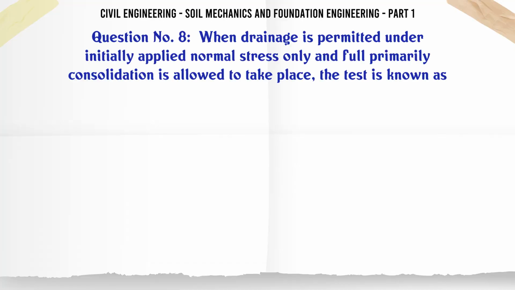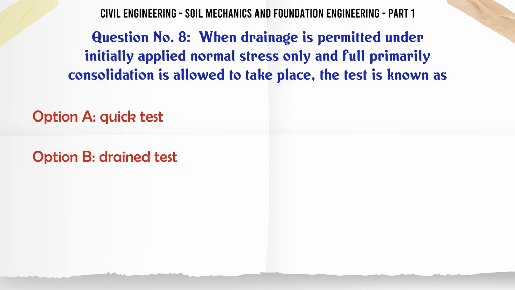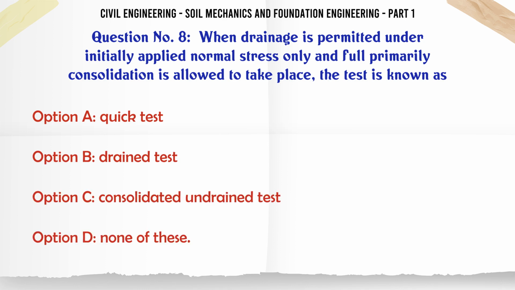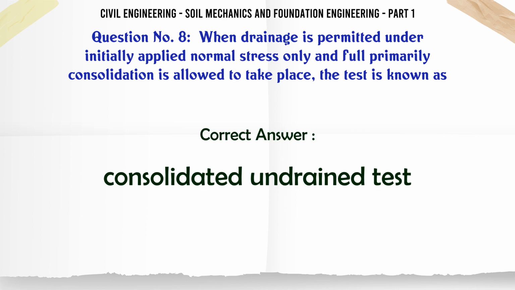When drainage is permitted under initially applied normal stress only and full primary consolidation is allowed to take place, the test is known as: A. Quick test, B. Drained test, C. Consolidated undrained test, D. None of these. The correct answer is consolidated undrained test.